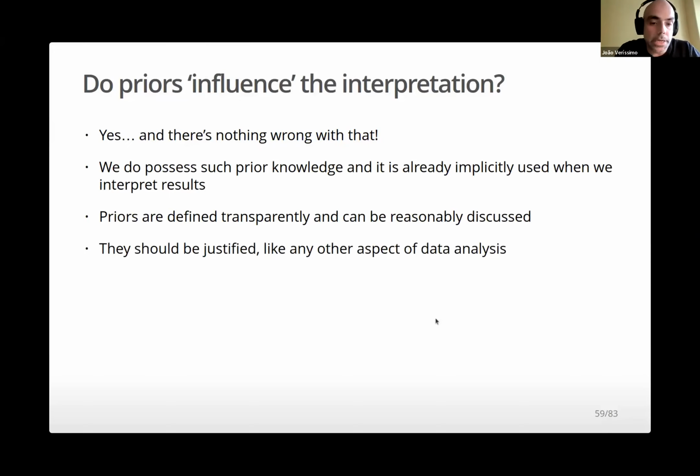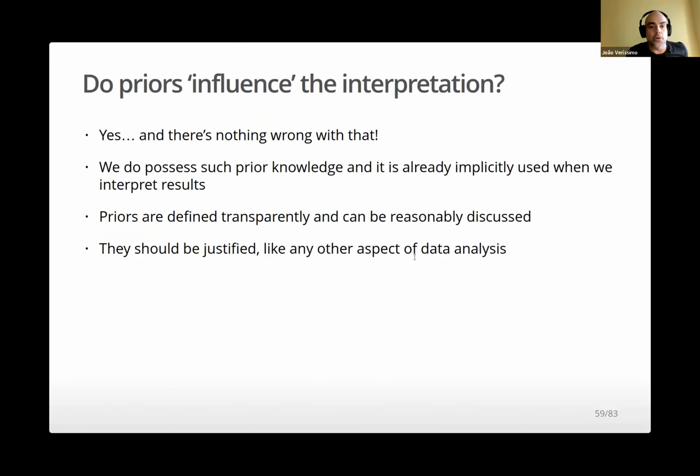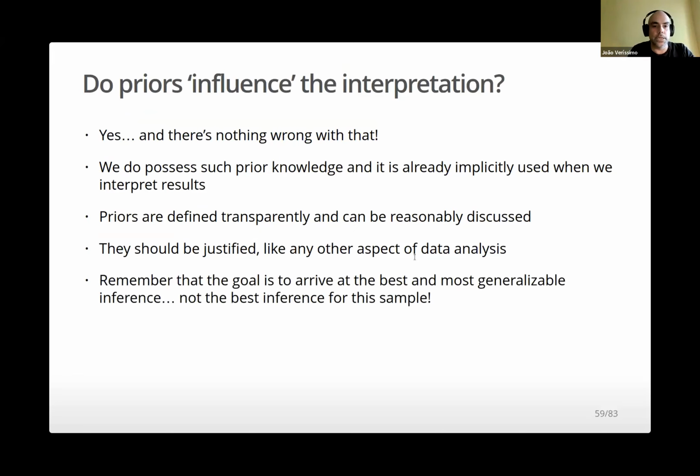Just like we justify any other aspect of data analysis, we also justify things like outlier removal, participant removal, transformation of the data, presence or absence of covariates, random effect structures, etc. And this is another aspect of the model that you're bringing in and that you need to justify. Of course, the reviewers may ask you to justify your priors and perhaps even say, look, I don't believe that this prior is reasonable. And that's fine. One can have a meaningful discussion about this, just like we do about other aspects of data analysis.